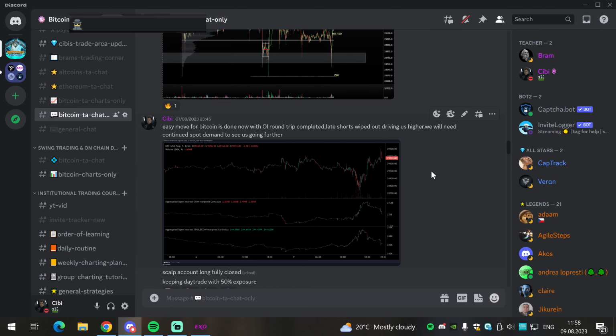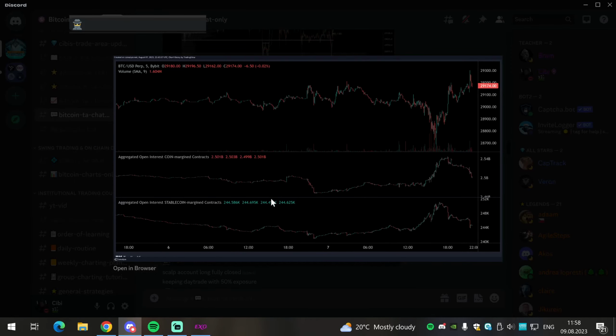Now I'll be showing you Bitcoin had not much problem to move to the upside because look at that. I said easy move for Bitcoin is done now with open interest round trip completed. Late shorts out, wipe out driving us higher. We will need continued spot demand to see us going higher. As we are heading down, a lot of aggressive shorts going in. You could see them in Exocharts as well. It was potential to squeeze them if you trap them, and that's what happened.